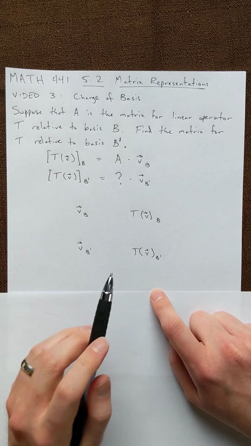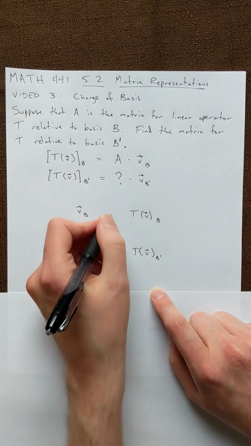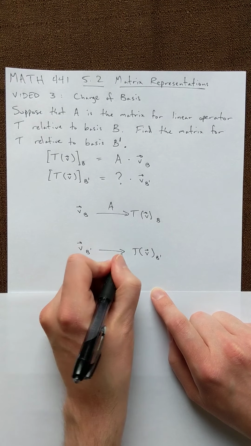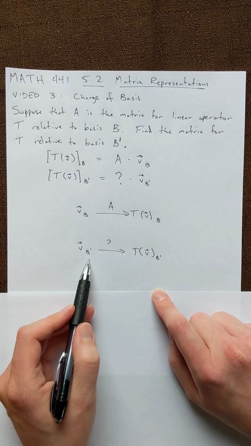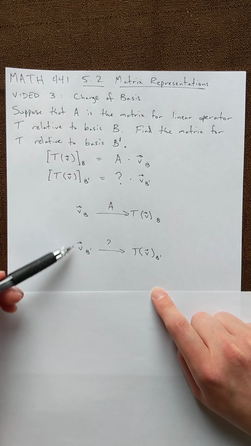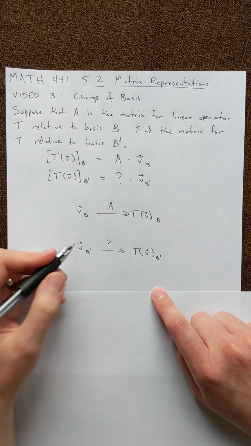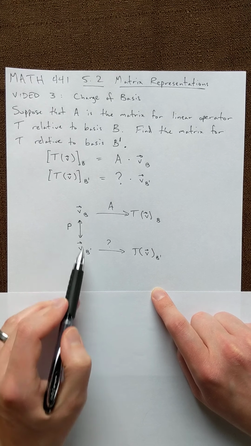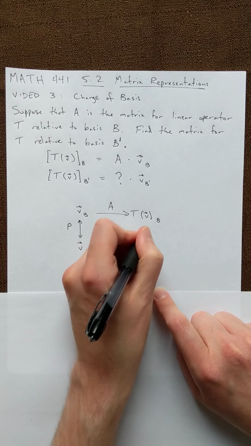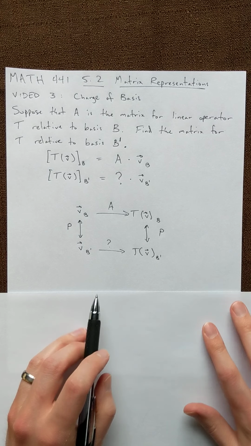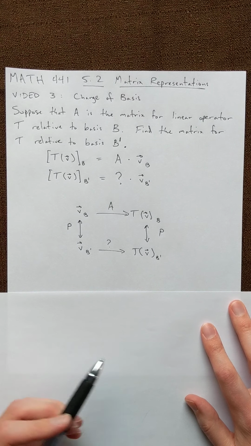Okay, so what we know is that A is how you would turn this guy into this guy. And we're trying to find out what is the matrix that does the same thing down here. How do we turn V relative to B prime into T of V relative to B prime? And something we have going for us is that these two on the left actually represent the same vector, just relative to two different bases. So we actually talked about a change of basis matrix before that would turn you from B to B prime. And so we're going to do the same thing over here. We're going to use a change of basis matrix to go from here to here. And then we just have to figure out which change of basis matrices it's going to be.